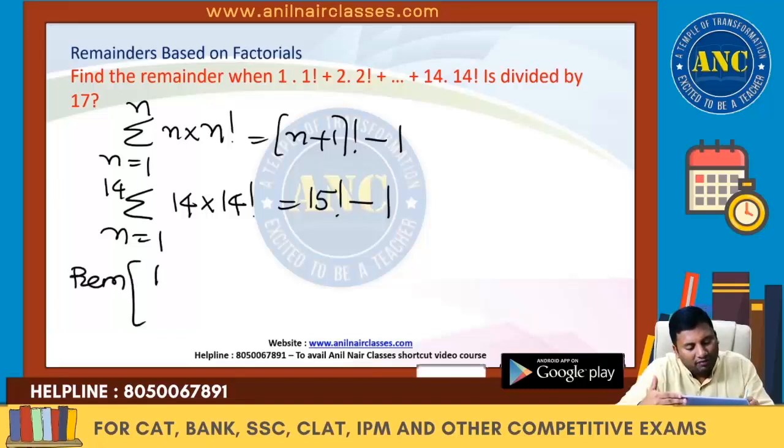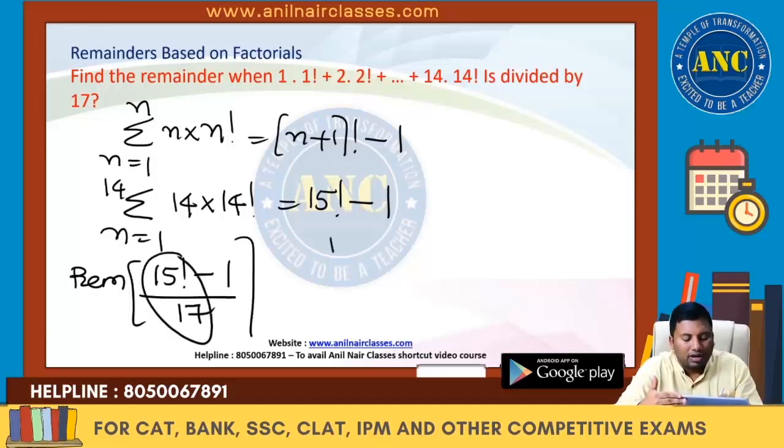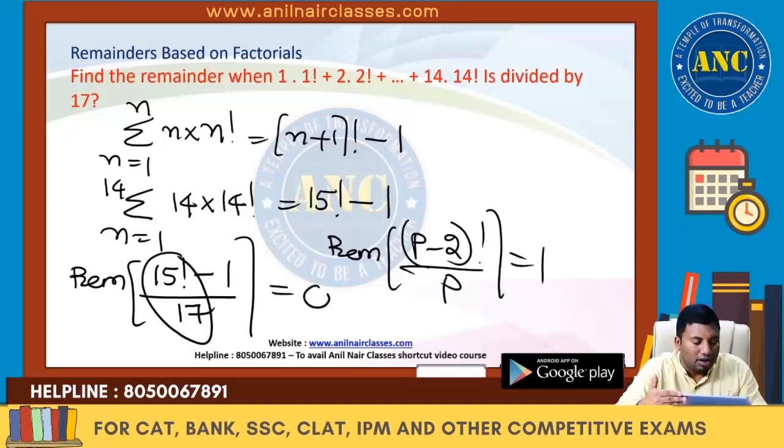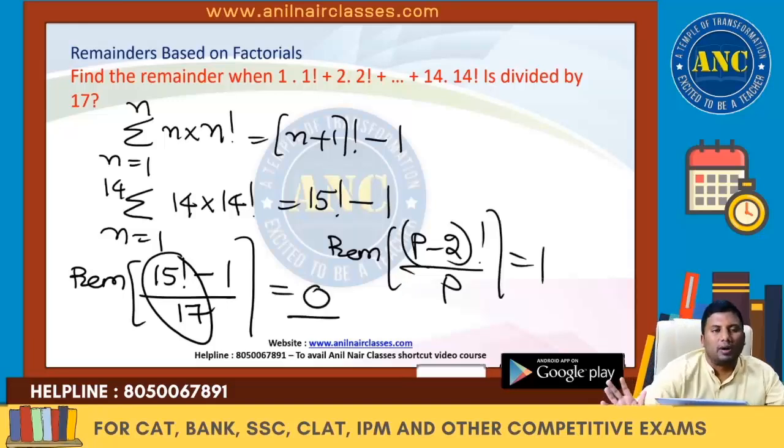Remainder when 15 factorial minus 1 is divided by 17. This is 1. Why? Because the remainder of p minus 2 factorial when divided by p is 1. So 1 minus 1 is 0. I hope the idea is clear.